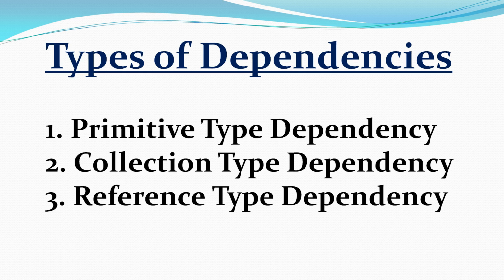In the last video we completed and implemented a Java configuration based application using literals, meaning variables like primitive type dependency. We used integers, strings, doubles, floats like that. Those all come under primitive type dependency.